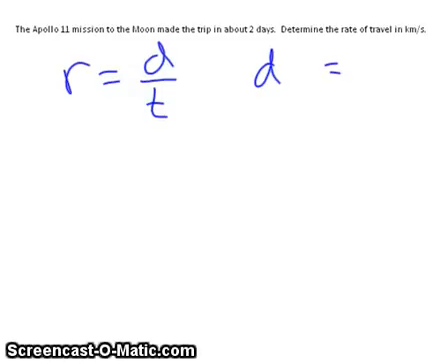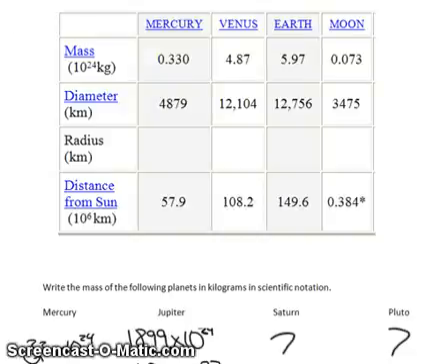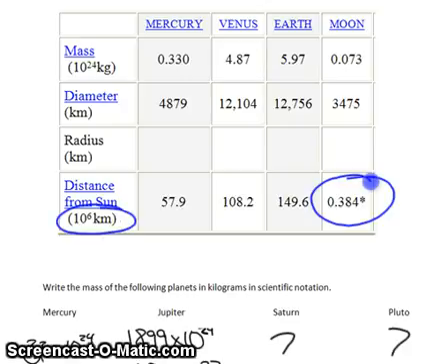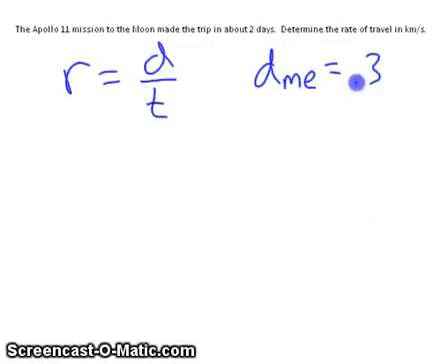So the rate equals distance over time. Okay, so what we need to know is the distance, and this is a trip from the moon to the Earth. So looking back on our first worksheet, the distance from the moon to the Earth is 0.384 times 10 to the 6th kilometers.